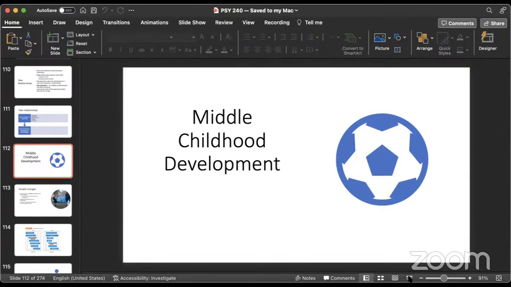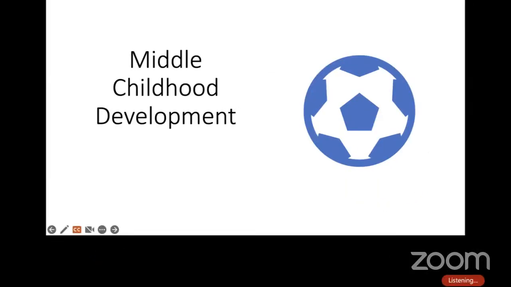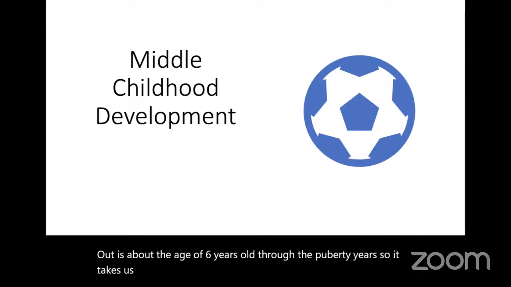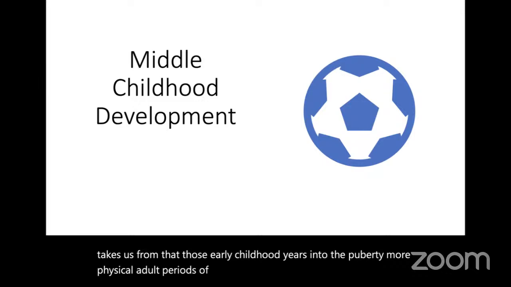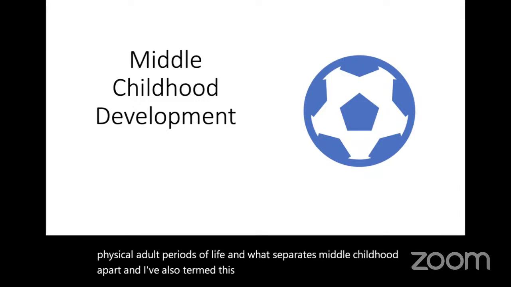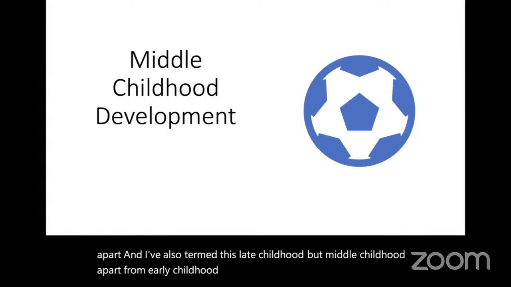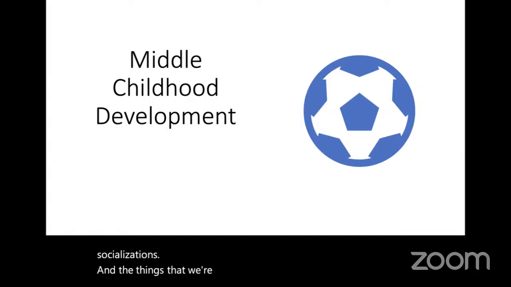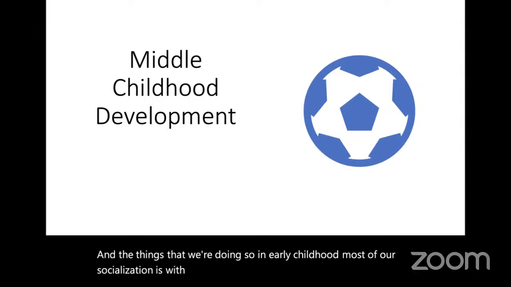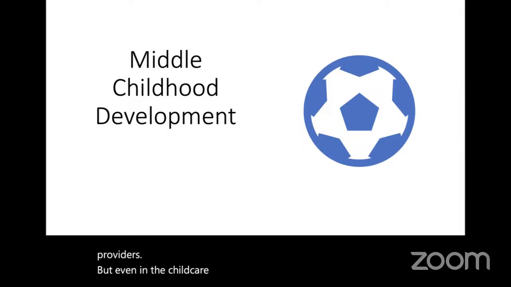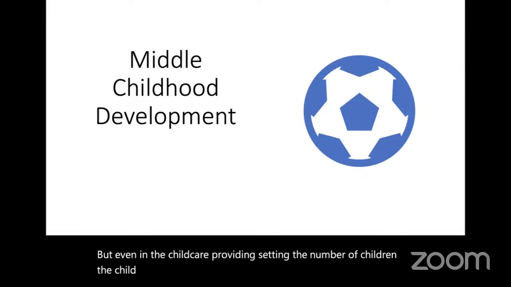So again, when we're talking about middle childhood, what we're really talking about is the age of 6 years old through the puberty years. So it takes us from those early childhood years into the puberty, more physical adult periods of life. And what separates middle childhood, which I've also termed late childhood, from early childhood is really the type of socialization and the things that we're doing. So in early childhood, most of our socialization is with the immediate family, parents, maybe child care providers, but even in the child care setting, the number of children the child actually interacts with is still limited, okay, and more predictable.